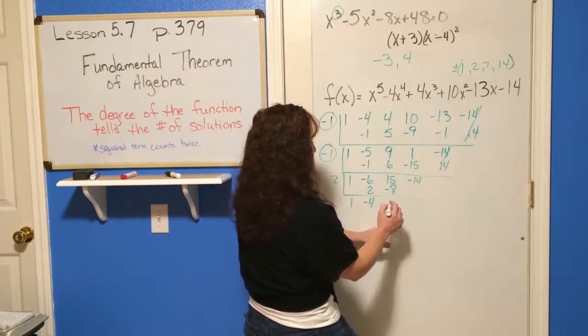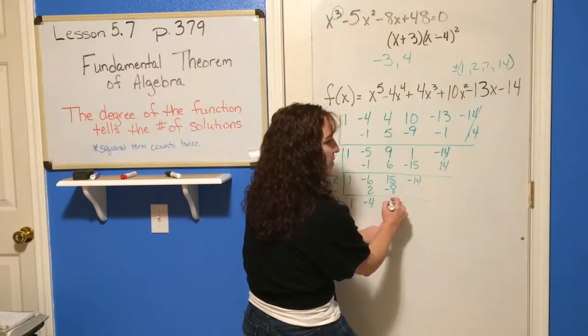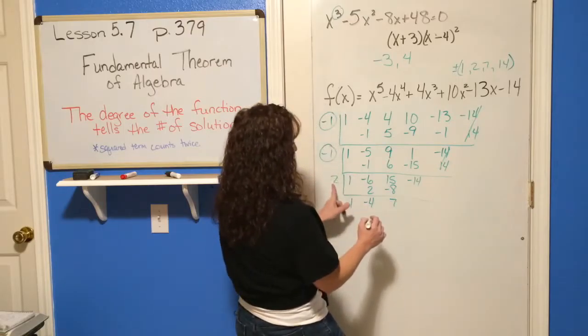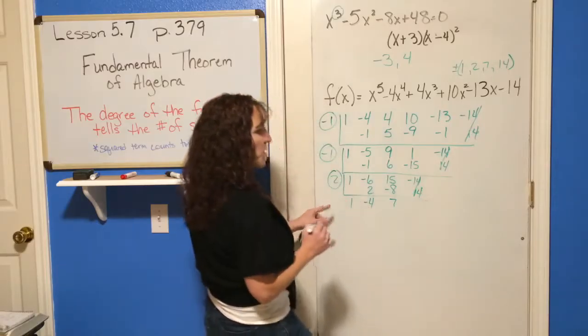What do we bring down here? 9. 8 and 8 are 16. Oh man, what do we got? 7, duh. Okay, 2 times 7 is 14, and that cancels out. So 2 is one of our solutions.